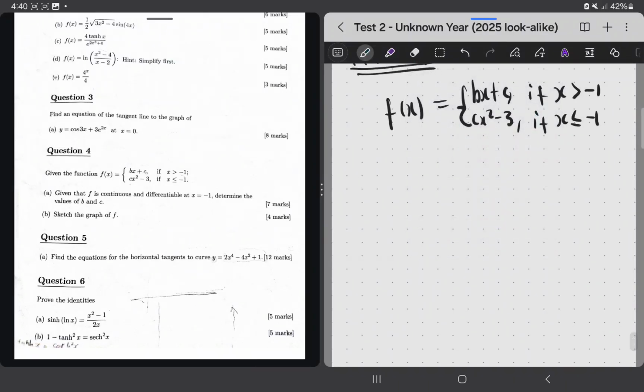They're saying, given that f is continuous and differentiable at x equal to minus 1, determine the values of b and c. What a joke of a question. So easy, because even if they just said it is differentiable, we know that any function which is differentiable is continuous. If you are asked to check anything to do with the word differentiable and there are two missing letters, then we are going to need two equations.